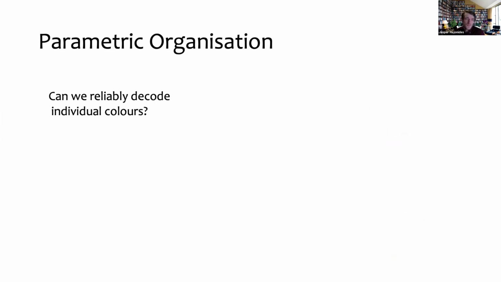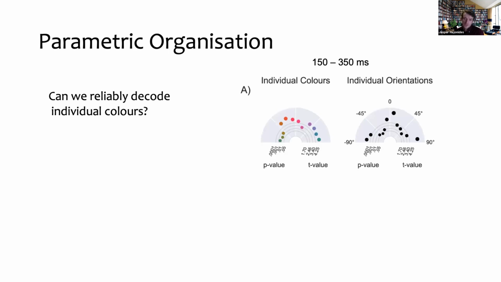And you can also think that this is nice, but maybe this is just driven by one or two colors that can be decoded really reliably. So in order to make this point even clearer, you have to demonstrate that it's not just one or two colors, but that we can decode a whole range of these colors. And that is also what we show. We show that all colors can be reliably decoded in these analyses, as well as orientations, although for orientations you have this more cardinal bias that is present in the decoding analysis.